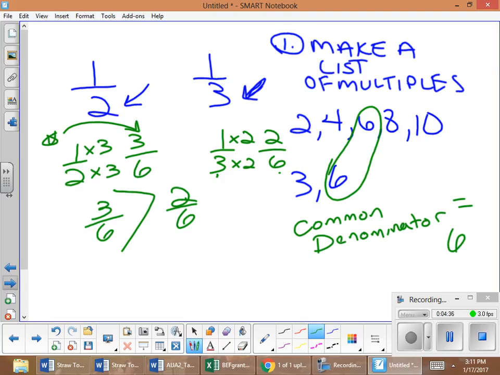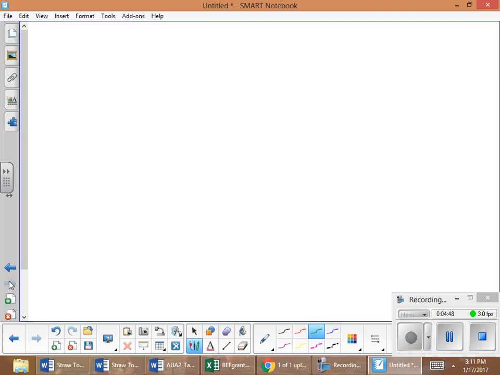And you're going to use this when we start adding numbers too, because we're going to have fractions that have uncommon denominators, or different denominators, when we add them, and we're going to have to find these common denominators. Let's do another one. You can pause it, do whatever you got to do to move around.